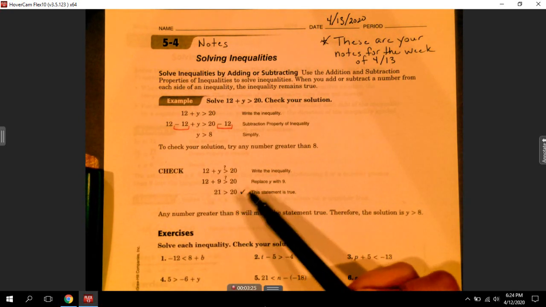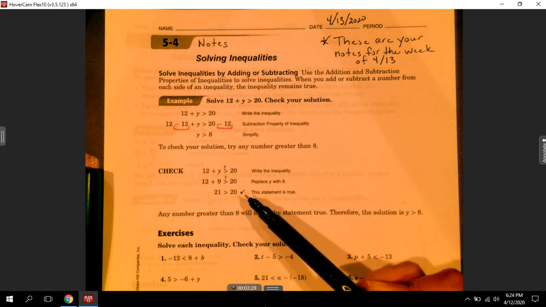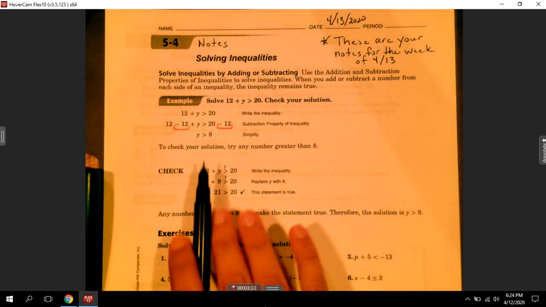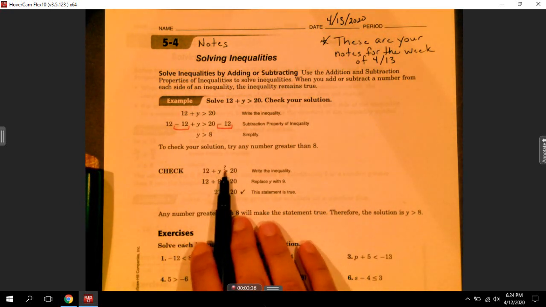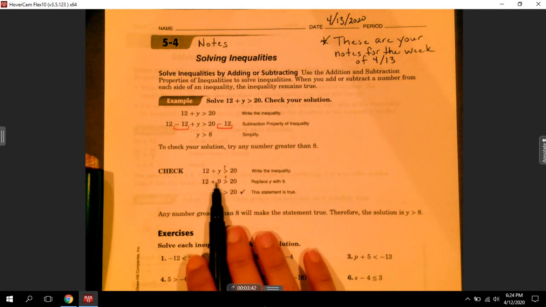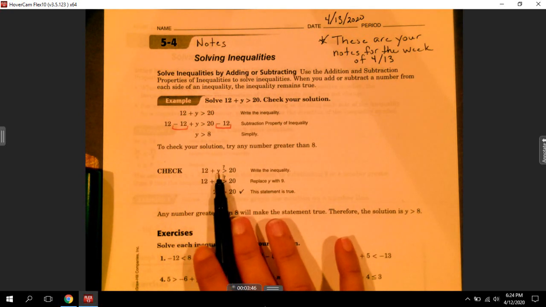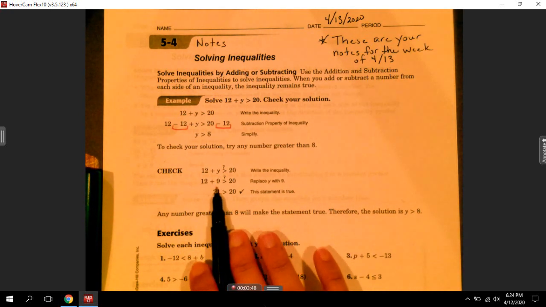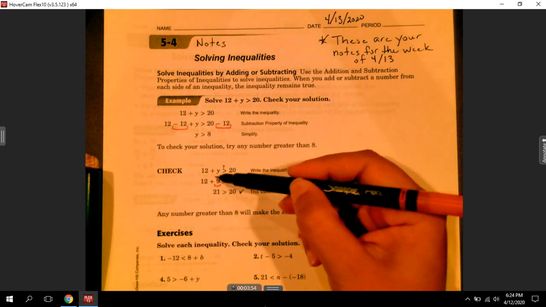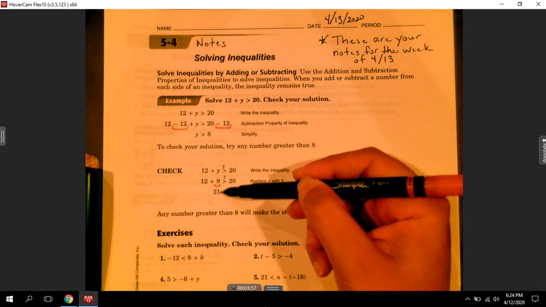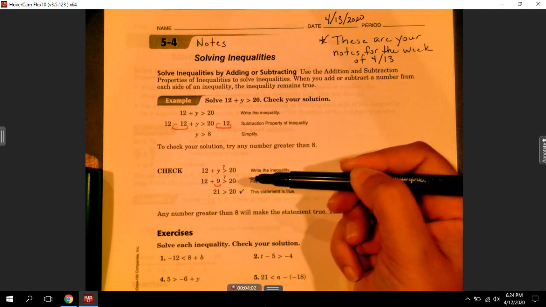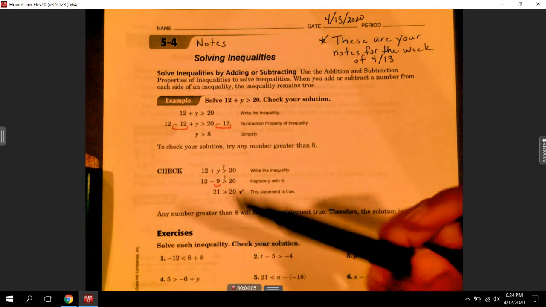Okay. So just like when we checked equations, we're going to check our inequalities. But this is where it gets a little bit different than checking equations. You still want to write out your inequality, and you're basically just writing a little question mark saying, is this true? So we said that y has to be greater than 8, so you're just going to pick a number that's greater than 8. In this case, we picked 9. So we plugged in 9 for y. Then solving this left-hand side, 12 plus 9 is 21. So the inequality reads 21 is greater than 20, which is true. So that tells you that you solved the inequality correctly.